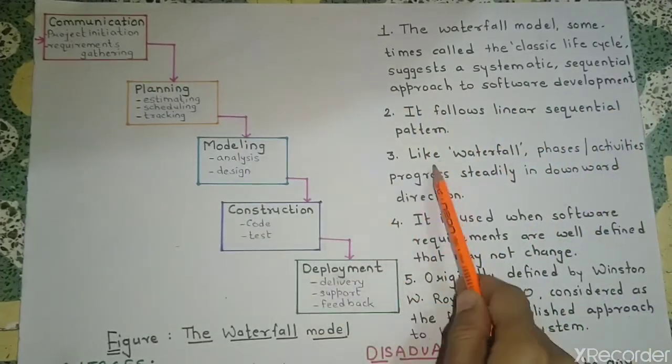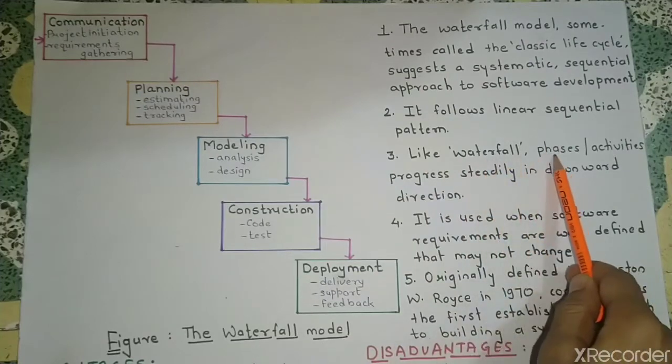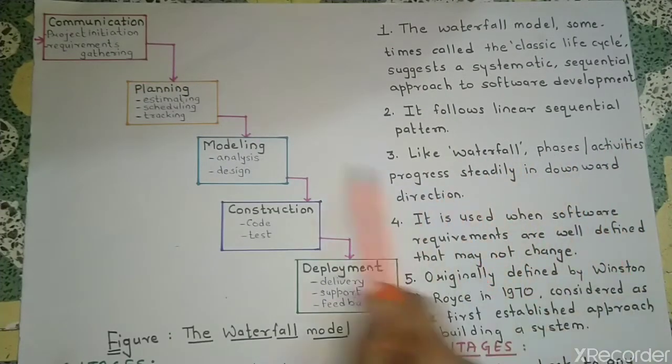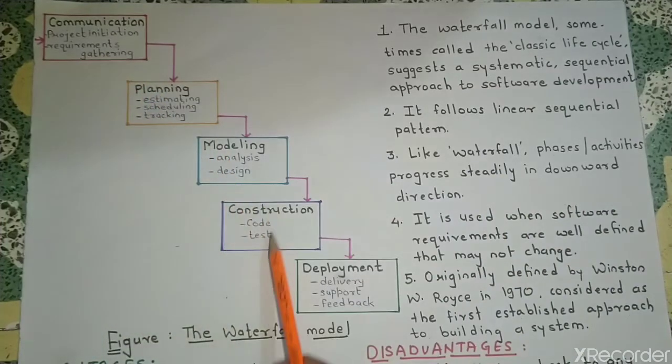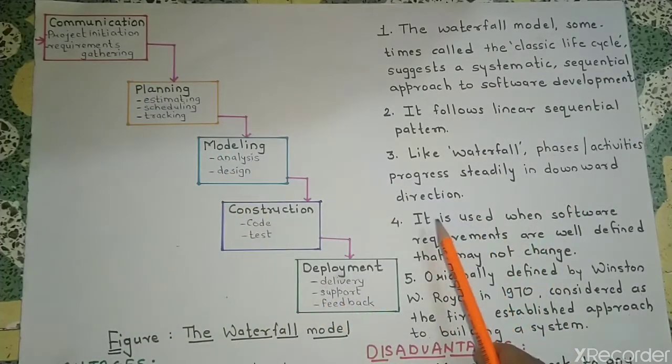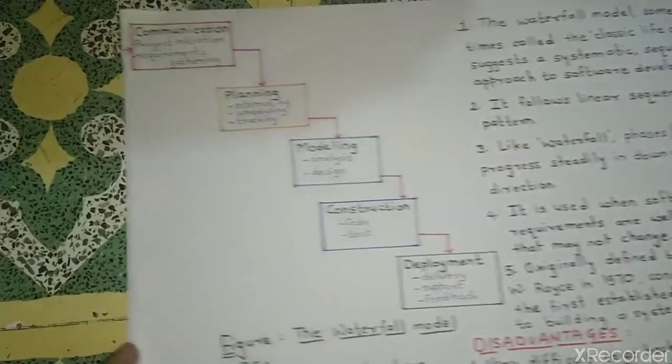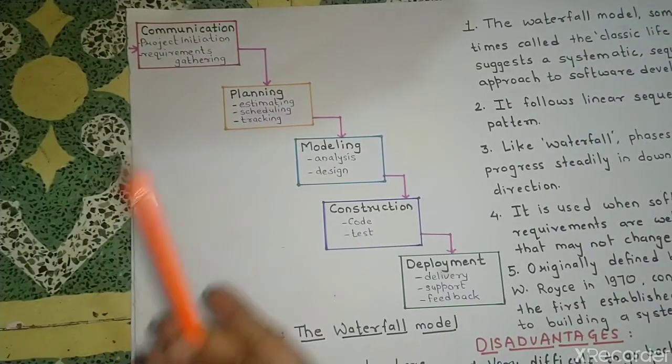Now what happens here is, like a waterfall, phases or activities progress steadily in a downward direction. As you can see, this is how it goes. It is used when software requirements are well defined and may not change. Okay, so we are going to understand it. Let's focus on this diagram.